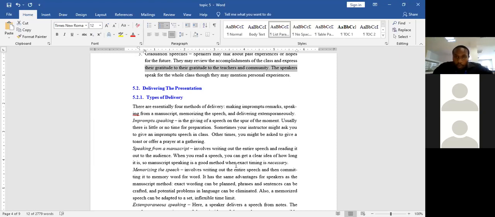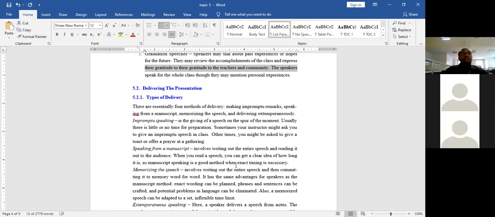Other times, you might be asked to give a toast or offer a prayer at a gathering. That's why we are doing communication skills. Because I believe that some of us, the confidence that you need to have, you don't have. So how do you gain the confidence? This is how you learn the confidence, by understanding how to deliver a speech.